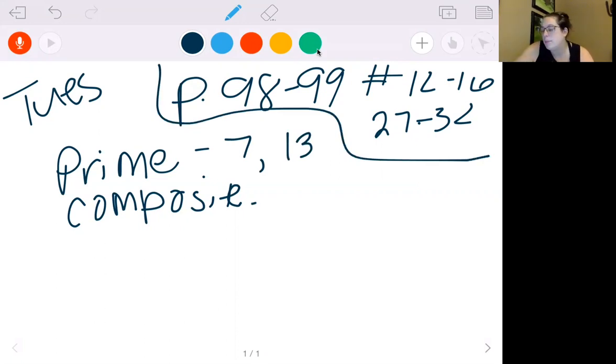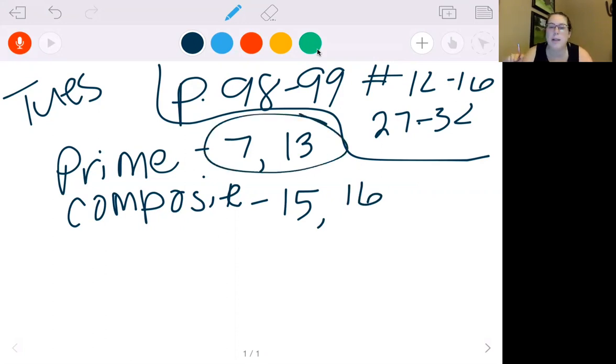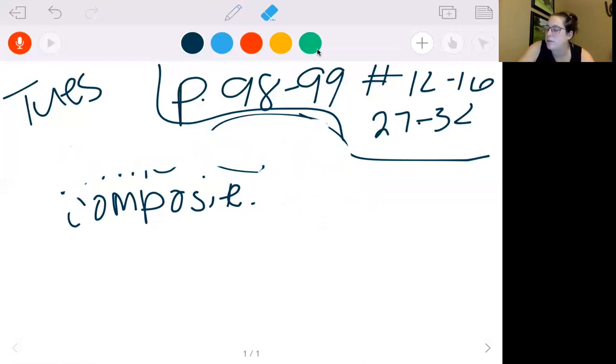An example of a composite number would be 15. I can do 1 times 15, or I can do 3 times 5. 16. I can do 8 times 2, I could do 4 times 4, I could do 16 times 1. Those numbers are composite. A prime number is when you can only multiply by that number and itself. Then we talked about prime factorization, so let's do one of those. And then I'm going to walk you through some classwork for today.